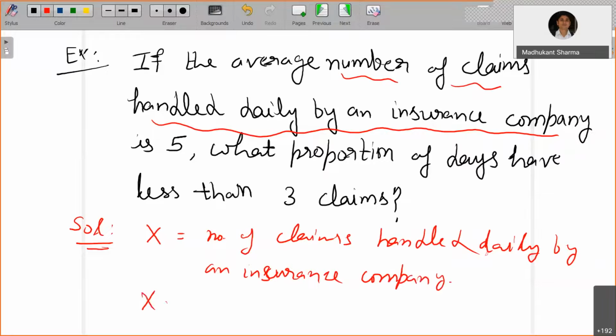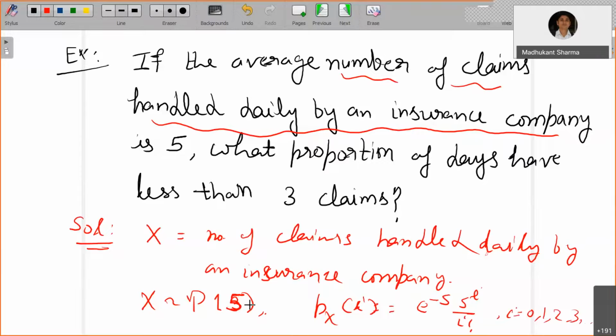Then X follows the Poisson distribution. I think I can leave it for you that the average number is 5, right? So it's going to be a Poisson distribution with 5. You can certainly write what the PMF of this will be. It is nothing but P_X(i) equals e to the power minus lambda, where lambda is 5, so 5 to the power i divided by i factorial, whenever i equals 0, 1, 2, 3 and so on, and 0 otherwise.